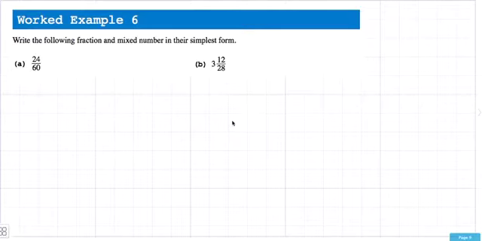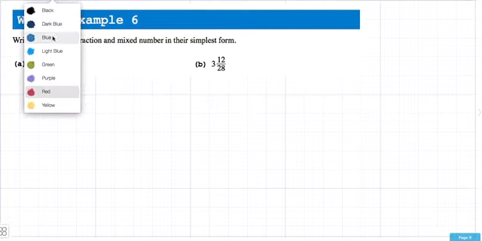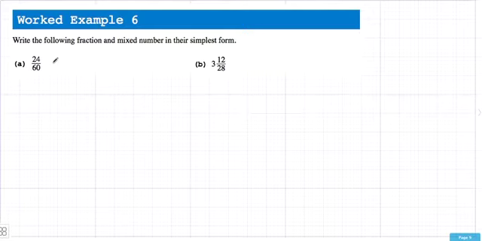To write a fraction in its simplest form, what you look for is the highest common factor for the numerator and the denominator, and then you divide both the numerator and the denominator by that highest common factor. So I'm going to look at the first one here. We've got 24 over 60. Let's look at the number 24.